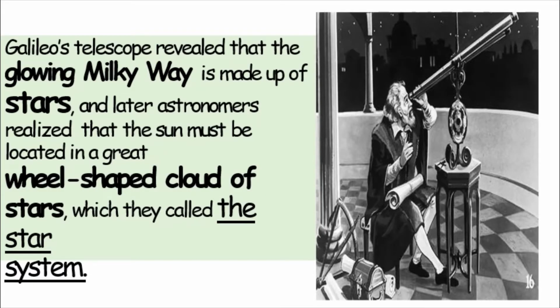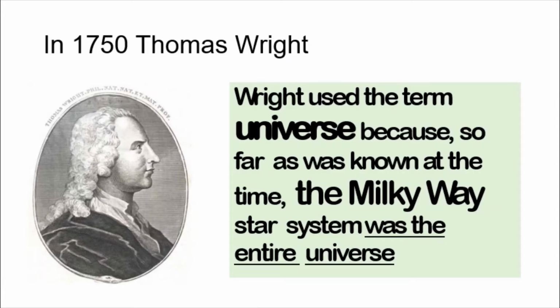Galileo's telescope revealed that the glowing Milky Way is made up of stars, and later astronomers realized that the Sun must be located in a great wheel-shaped cloud of stars, which they called the star system. In 1750, Thomas Wright used the term universe because, so far as was known at the time, the Milky Way star system was the entire universe.